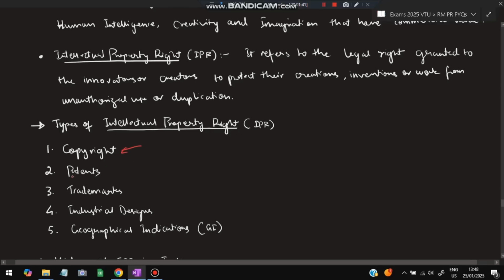That is copyright. What is a patent? It is the exclusive right granted to an inventor for a novel, useful, and non-obvious invention. It prevents others from manufacturing or selling the same without permission. Example: a patent for a new COVID-19 vaccine formula. That is a patent.